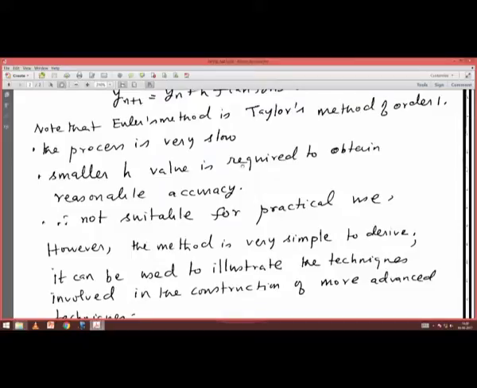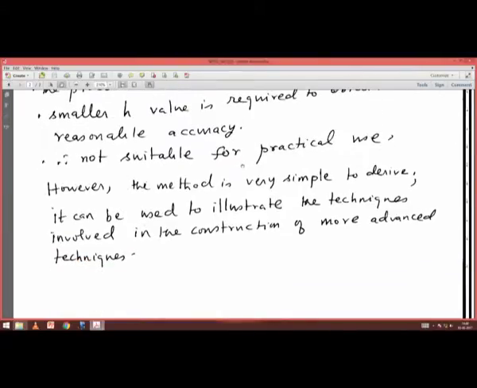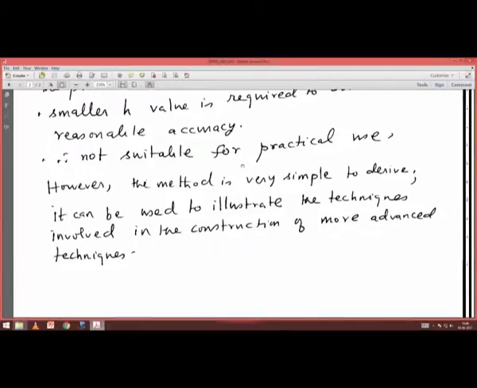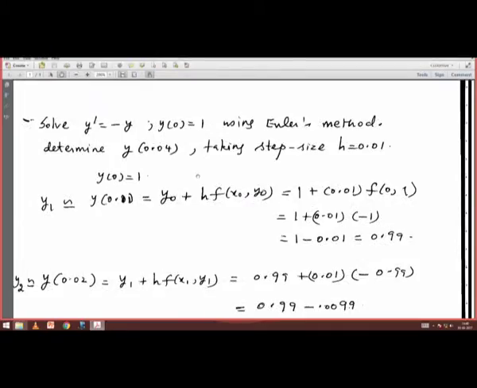However, the method is very simple to derive, number 1, and secondly, it can be used to illustrate the techniques that are involved in the construction of more detailed methods which we consider later on. We shall now illustrate Euler's method by means of some examples. So, let us take y prime equal to minus y, y of 0 equal to 1, and the problem is to determine y at the point 0.4 taking step size h to be 0.01.